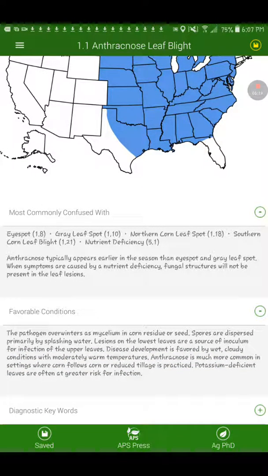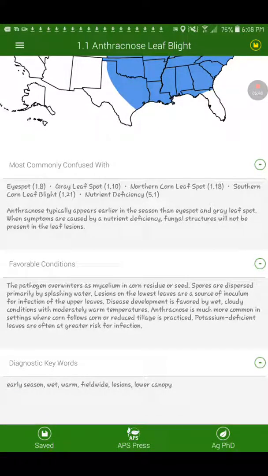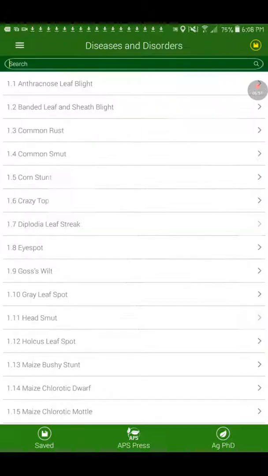The pathogen overwinters as mycelium in corn residue or seed. Spores are dispersed primarily by splashing water. Lesions on the lowest leaves are a source of inoculum for infection of the upper leaves. Disease development is favored by wet, cloudy conditions with moderately warm temperatures. Anthracnose is more common in settings where corn follows corn or reduced tillage is practiced. Potassium-deficient leaves are often at greater risk for infection. Diagnostic keywords: early season, wet, warm, field-wide, lesions, and lower canopy.